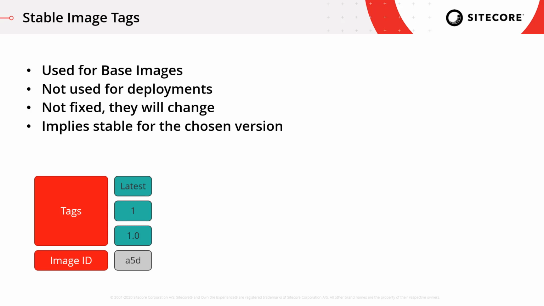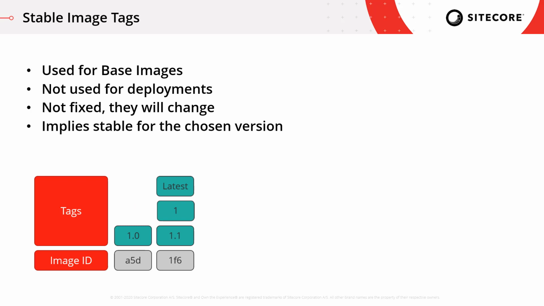So we move along with our codebase and we're at the point where we need to release a new version. So we give it the new version tag of 1.1. That's its application version. However, now the 1 tag and the latest tag that we created previously no longer point to the correct image. So we assign those to the new image as well, effectively moving those tags to point to the correct image.